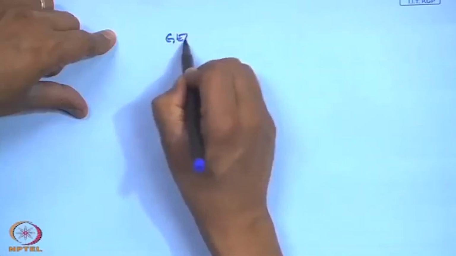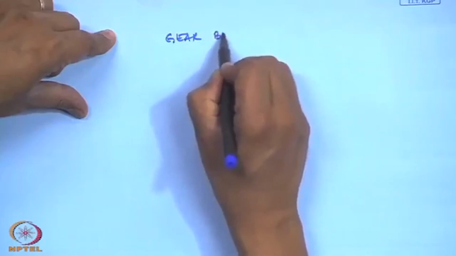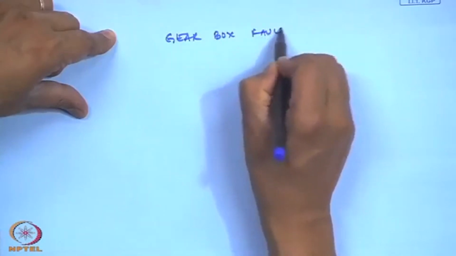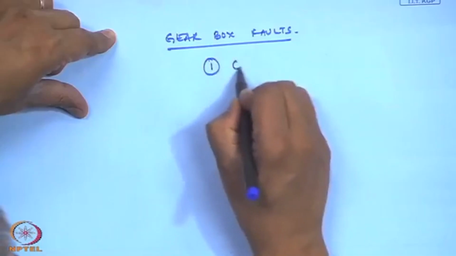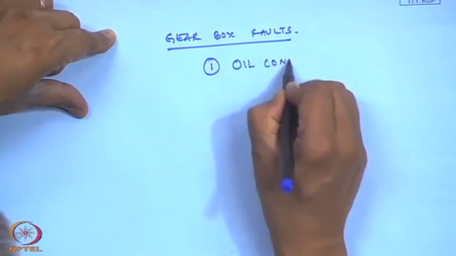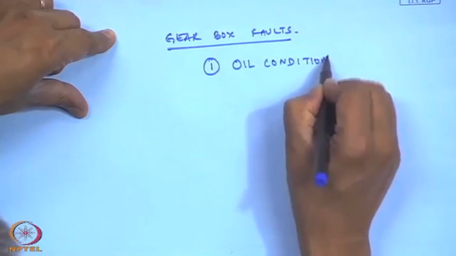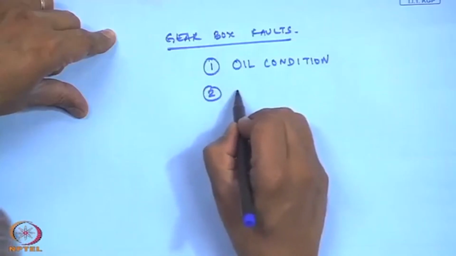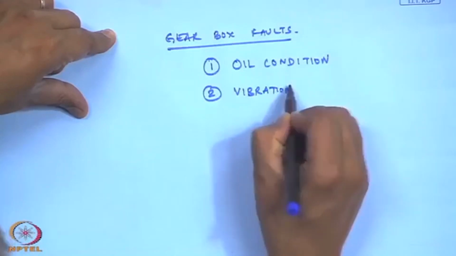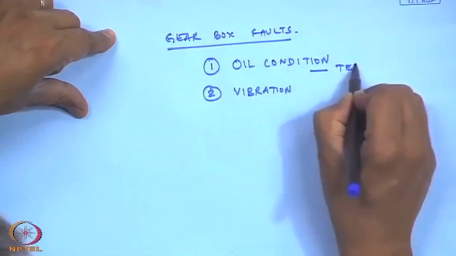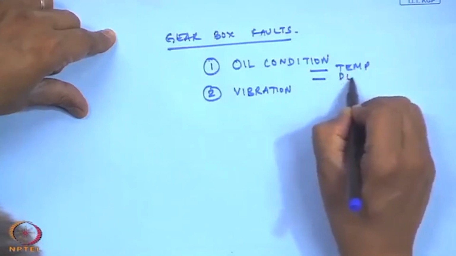So, to detect gear faults, we can have so many conditions. Number 1 is the oil condition, other is the vibration. So, in oil conditions we have temperature and the debris.